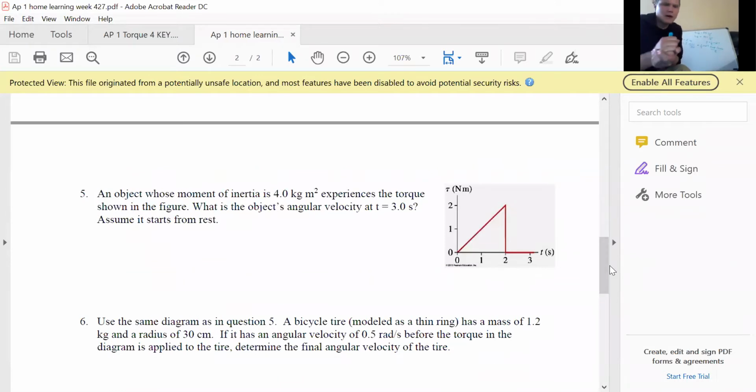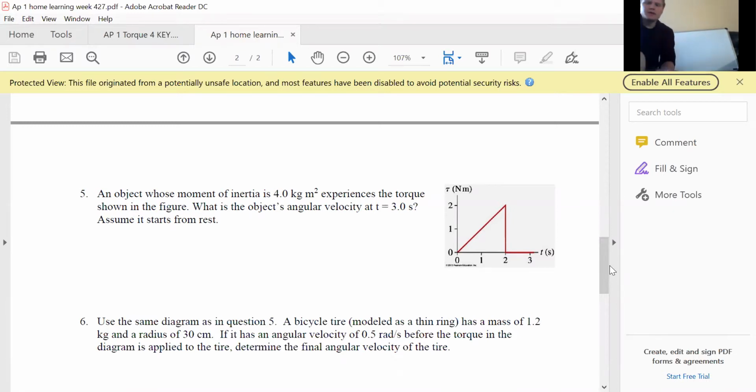And so number 5, we have an object with a certain moment of inertia, 4 kilograms times meters squared. And then we are given a graph of the amount of torque applied over a certain amount of time. And it wants to know what is the object's angular velocity at 3 seconds.